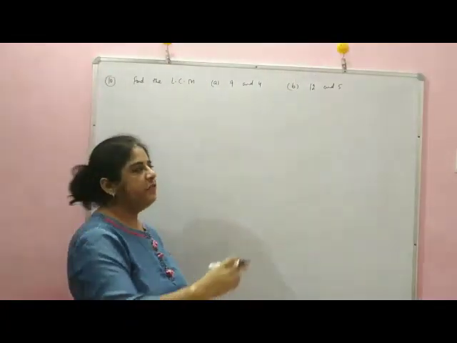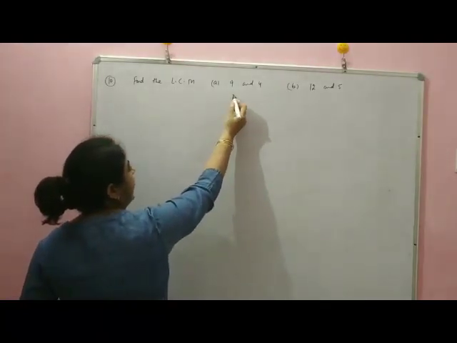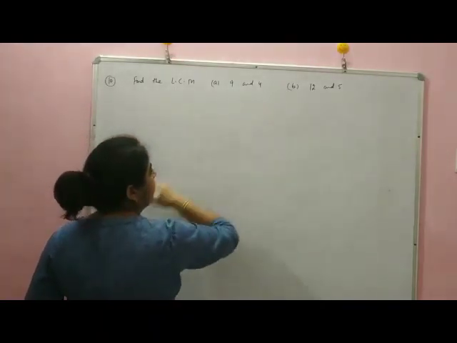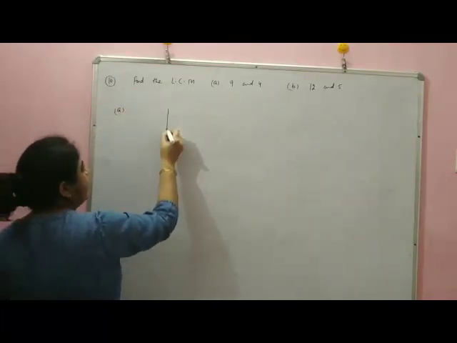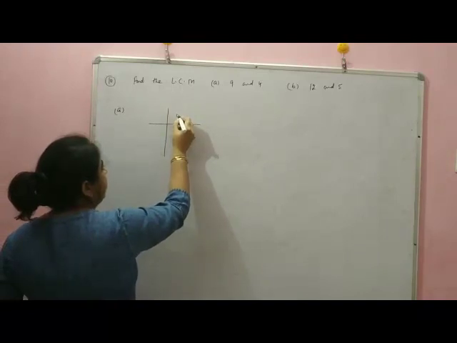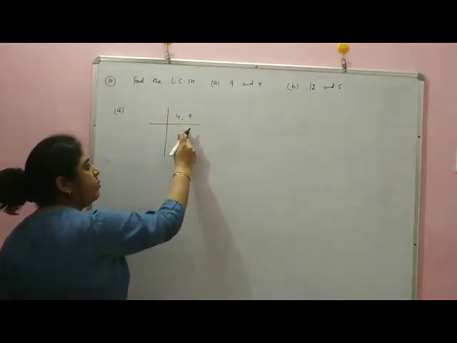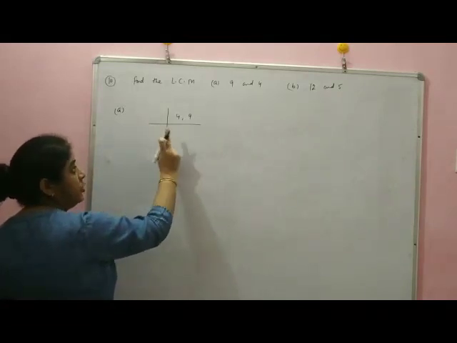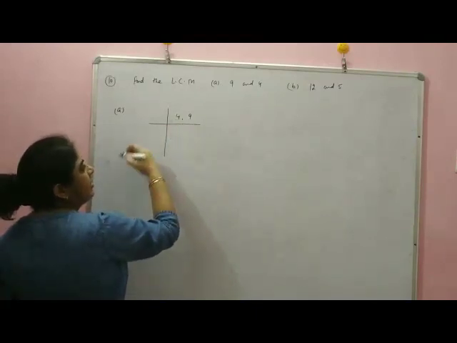Students, now we are here with question 10. We have to find the LCM of 9 and 4, and 12 and 5. So first we will go with the first part, that we have the numbers 4 and 9. We have to find the LCM of these two numbers and we are taking the common division method. And you just observe, these two numbers are not coming in any same table.